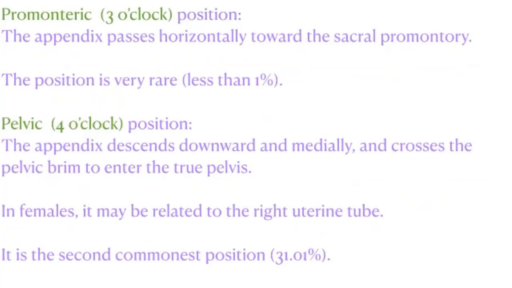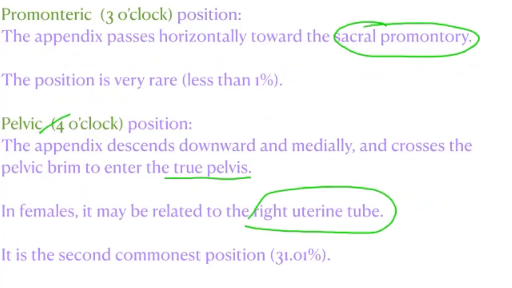Promontoric, that means towards the sacral promontory, and pelvic. The appendix descends downward and medially and crosses the pelvic brim to enter the true pelvis. In females, it may be related to the right uterine tube. Second most common position, right? Pelvic.